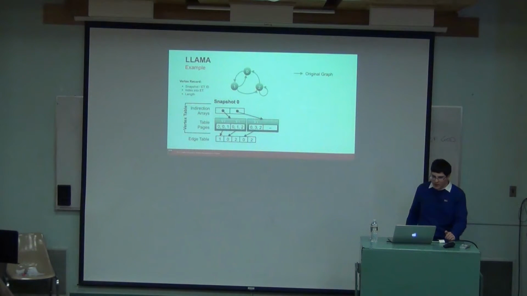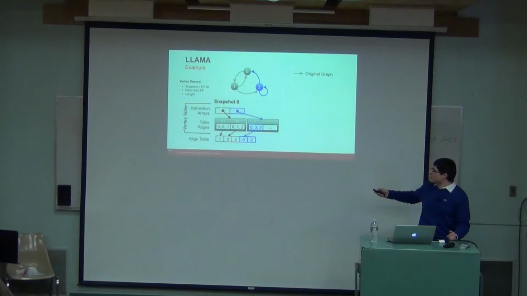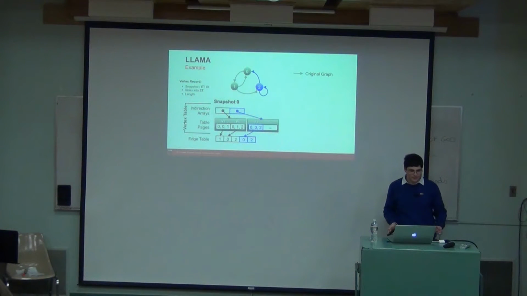Now this is finally a complete example of this graph stored in one snapshot of Llama. So we have the vertex table, which has indirection arrays, the different pages, and finally the edges. Again, looking at vertex 2, you can go through the indirection array. You find v2 in this page. Then you can see that it points to edge table 0. That's this guy. Position 3, so that's here, and there are 2 elements. It's 0 and 2, so you know there's an edge to 0, there's an edge to 2.